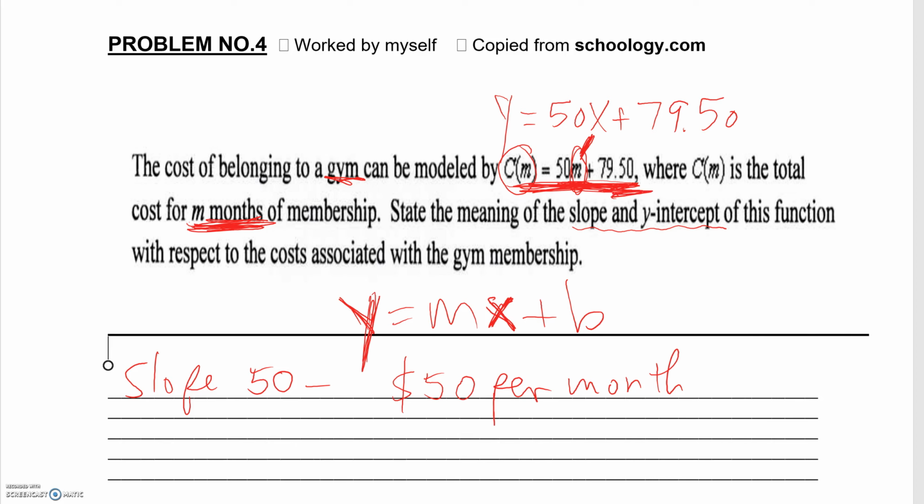This 7950, our y-intercept of 7950, means, well, that's not attached to a variable. That's going to be a one-time fee, right? So there's a one-time fee or an initial fee of $79.50, and that's how you would answer in the context of this problem.